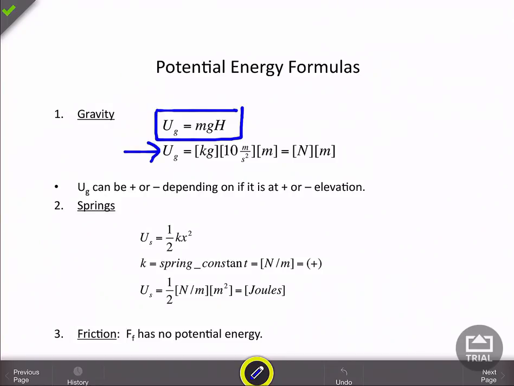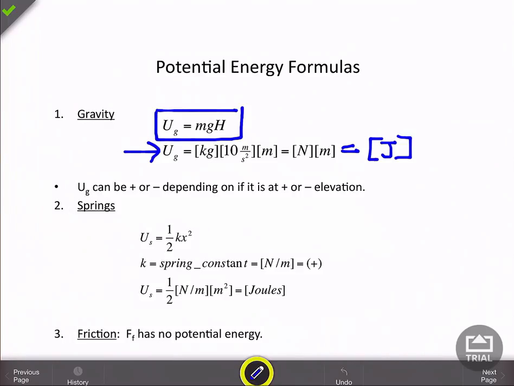Right below, I'm just showing you the units here. So mass is in kilograms, g is in meters per second squared, height is in meters. This gets us newton meters, or joules. Potential energy, just like kinetic energy and work, is measured in joules. Gravitational potential energy can technically be positive or negative, depending on if our object is at a positive or negative elevation, so above or below the ground, or really above or below what we've set as our h equals 0.